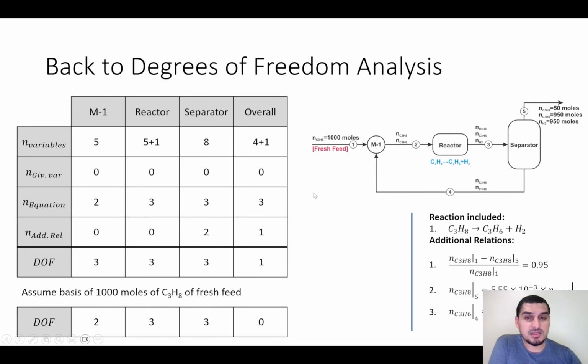Now we can update the degrees of freedom table. This is something that you don't need to do. I'm just doing this because I want to show you how the solution is helping for the next steps. So now we have 3 information added to the separator. So the separator degrees of freedom now is 0. And that's it. I didn't do anything else. I didn't calculate anything related to the mixer. So we can solve the separator.